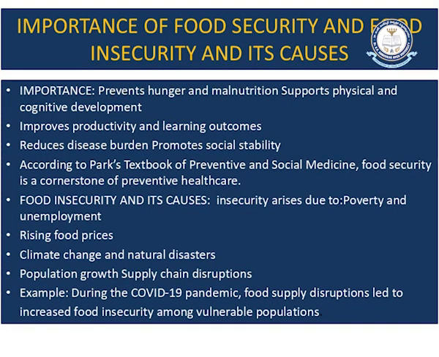What is the importance of food security? Food security prevents hunger and malnutrition. It supports physical and cognitive development. It improves productivity and learning outcomes, reduces disease burden, and also promotes social stability. According to Park's Textbook of Preventive and Social Medicine, food security is a cornerstone of preventive health care.